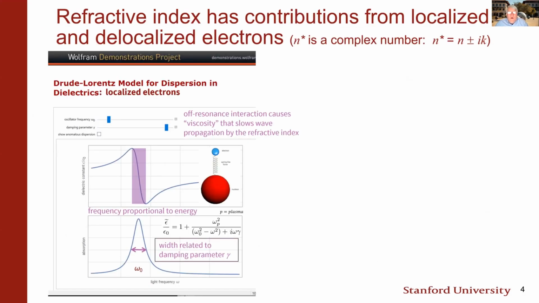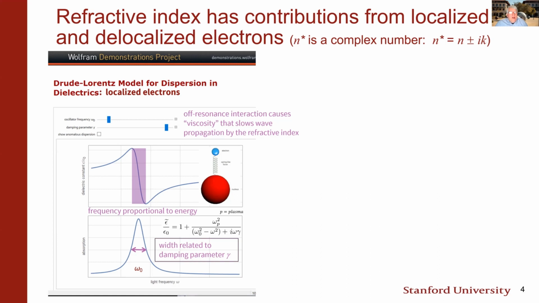So let's talk a little bit more about how the refractive index originates in the first place. The refractive index is due to light going through the material, and the oscillations of the electric field cause the electrons in the material to oscillate along with that electric field. Now, there are two kinds of electrons in the media we'll be talking about. One are the localized electrons, and the other are delocalized electrons.